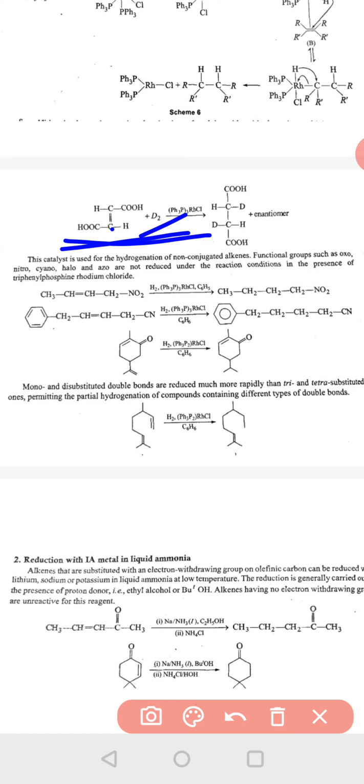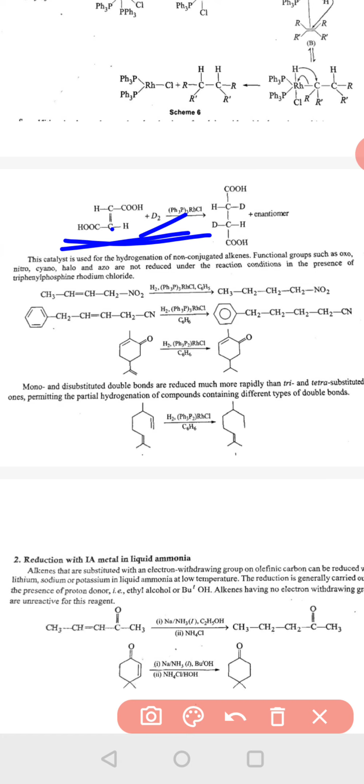This catalyst is used for the hydrogenation of non-conjugated alkenes. Wilkinson's catalyst is best used for the hydrogenation of non-conjugated alkenes. Functional groups such as oxo, nitro, cyano, halo are not reduced under the reaction conditions in the presence of triphenylphosphine rhodium chloride, that is Wilkinson's catalyst.